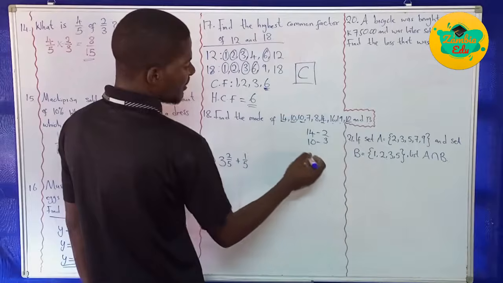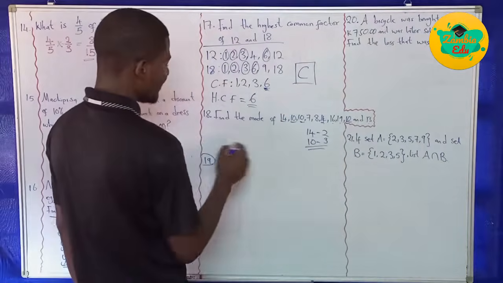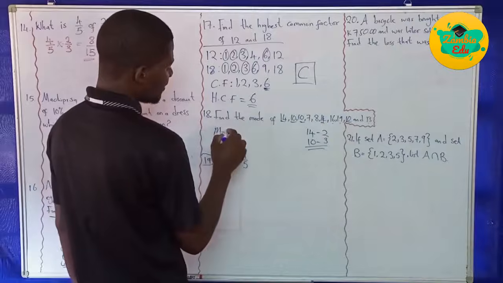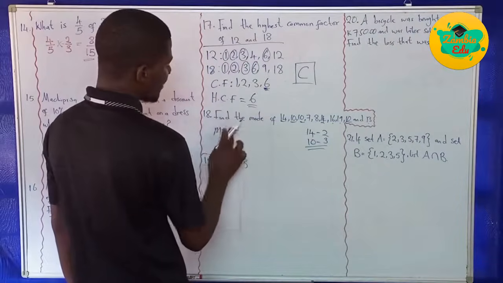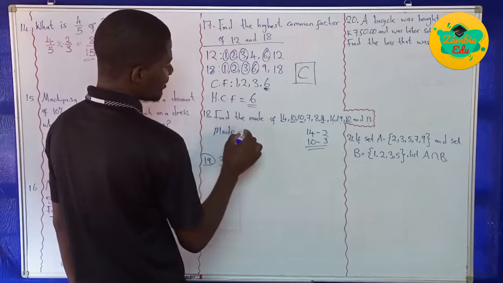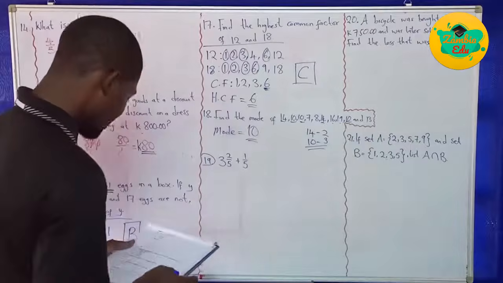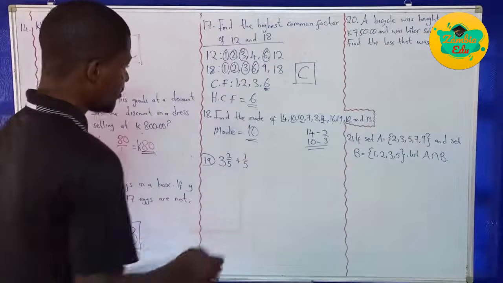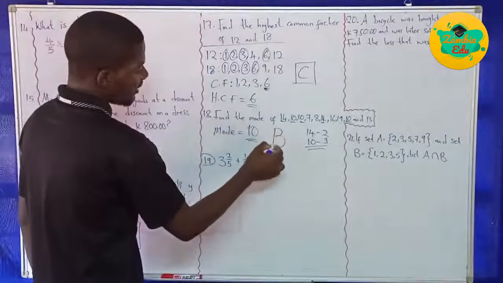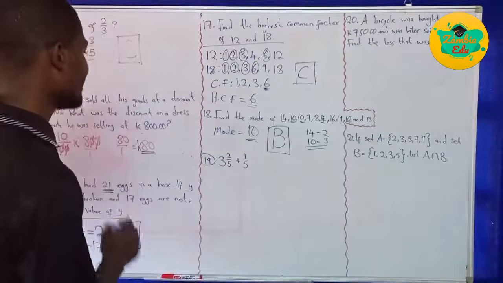And all the remaining numbers are appearing 1, 1, 1, 1, 1. So in this case, the mode is 10. So I can just say mode is equal to 10. And the mode being 10 was represented as option B. So our answer there is B for number 18.